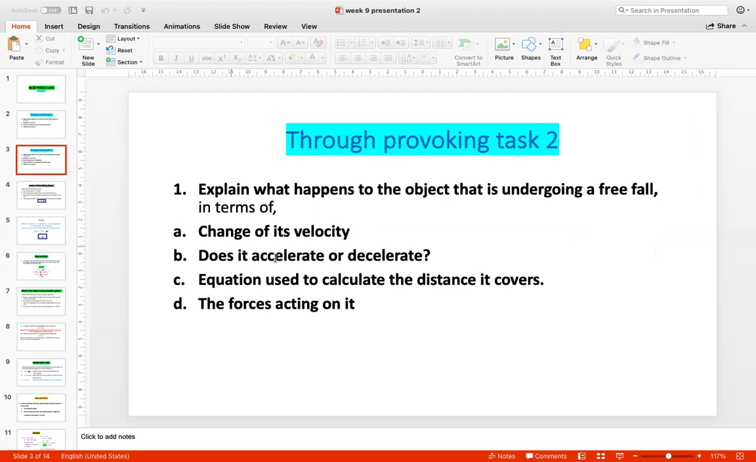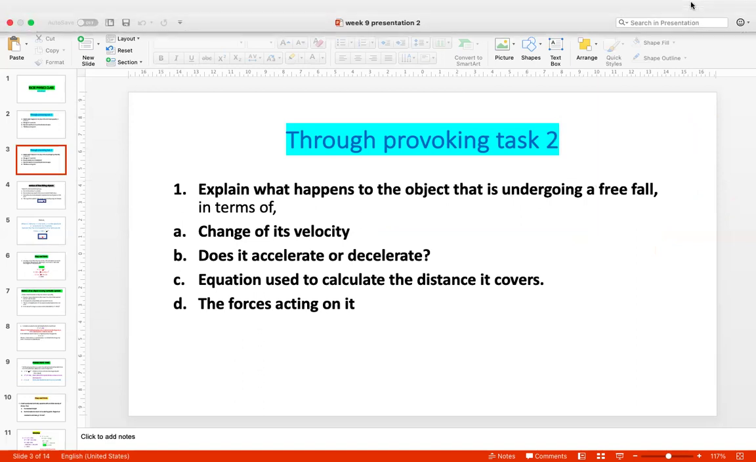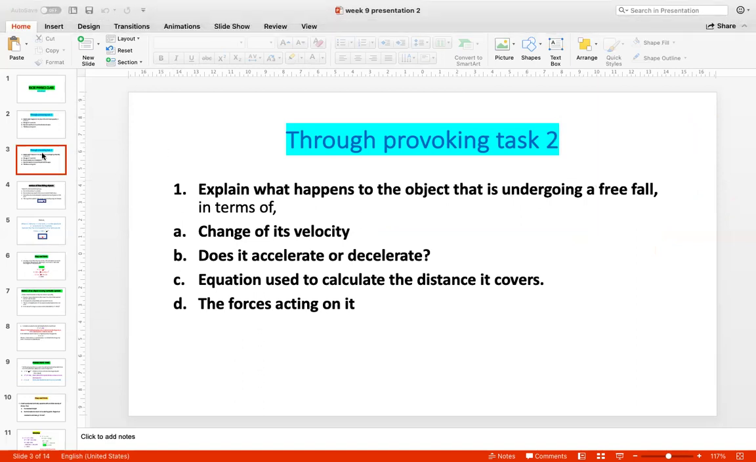Now, if we go to the next question, okay, now this is the opposite actually that I talked about partly. We're saying explain what happens to the object that is undergoing a free fall. So free fall, it's different from a situation when an object is thrown downward. When you throw an object downward, you are applying force. As a result, the motion of that object also is as a result of the force you applied on it.